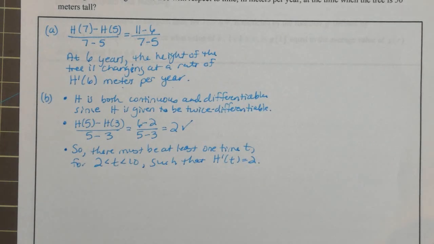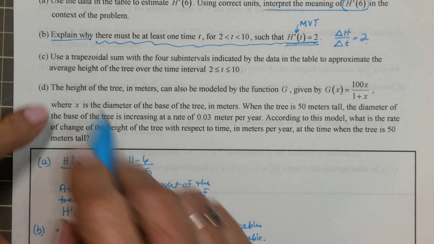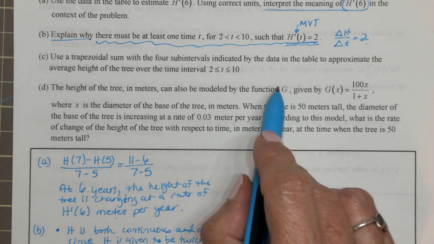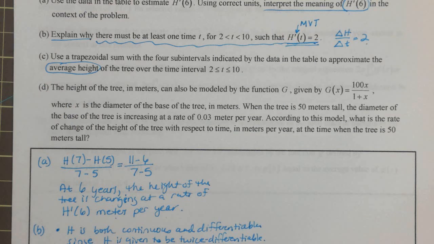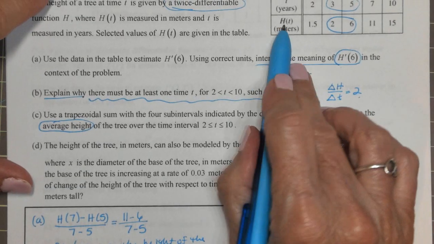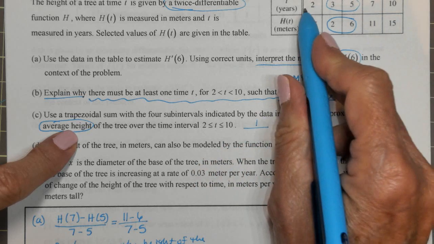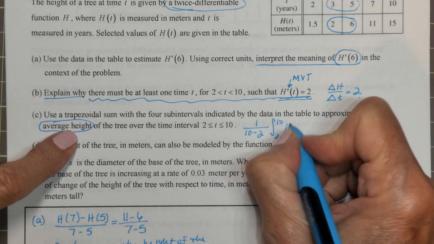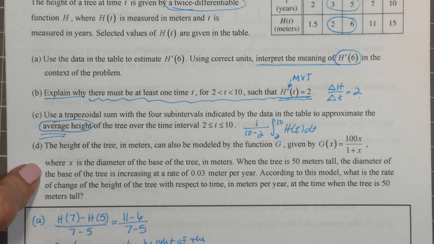Okay? Part C. Use a trapezoidal sum with 4 subintervals indicated by the data in the table to approximate the average height. The average height of the tree. Well, the average h, I'm using my average value of a function formula, is 1 over 10 minus 2 integral 2 to 10 of h. That's the average formula, right?